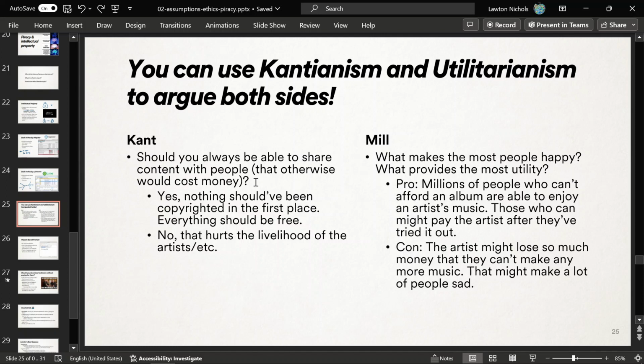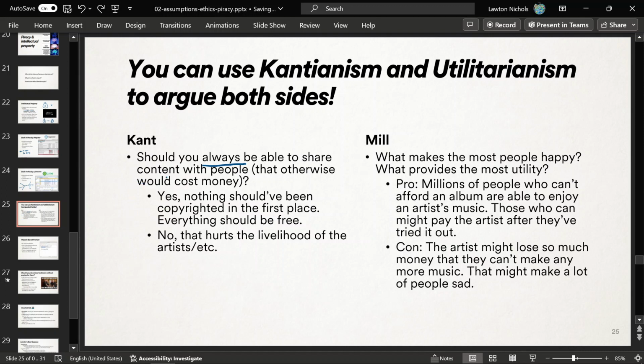So let's try and explain that. So again, Kant would be approaching piracy in this way. He'd ask the question with the word always in it. Should you always be able to share content with people that would otherwise cost you money? Okay, so Kant would ask that exact question essentially. And then you could use Kantianism to argue both ways.